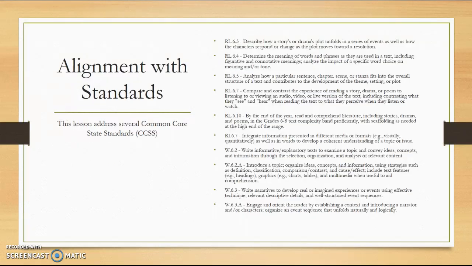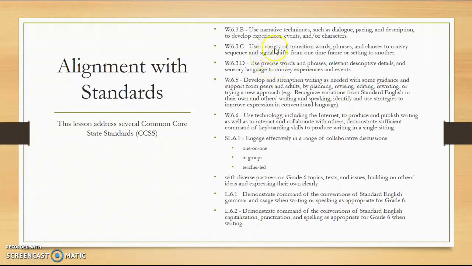For alignment with standards, as you can see, this lesson as a whole addresses several Common Core standards, from describing a story or drama's plot, to introducing a topic, organizing ideas, writing informative explanatory text, engaging and orienting the reader by establishing context and introducing a narrator or characters, using a variety of transition words, phrases, and clauses to convey sequence, and engaging effectively in a range of collaborative discussions. Teaching tolerance, etc. Example. So all these standards in the lesson are aligning with the Common Core standards.